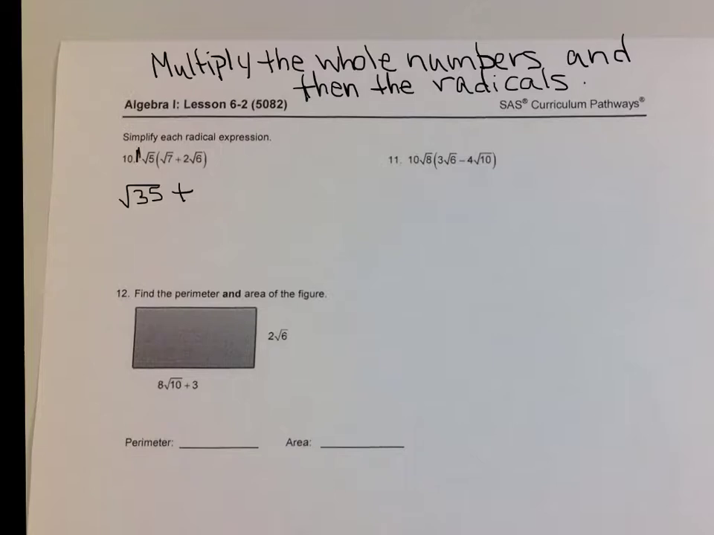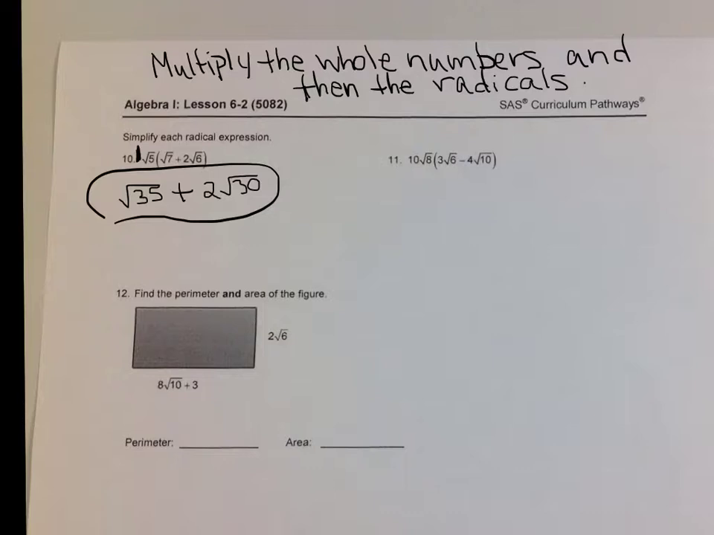Well, there's an imaginary 1 here, so 1 times 2 is 2, and then the square root of 5 times the square root of 6 is the square root of 30. Now from here, you simplify and think, is there a perfect square that we can pull out for the square root of 35? There's not. Is there one for the square root of 30? There is not. So this is your final answer.